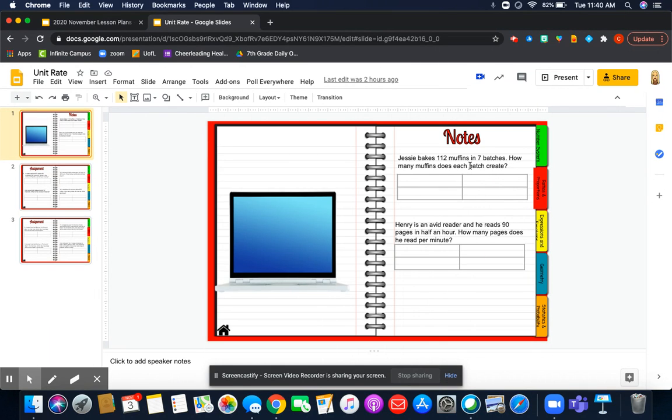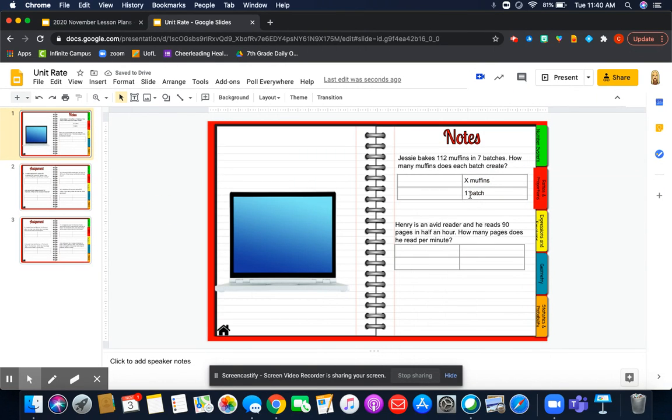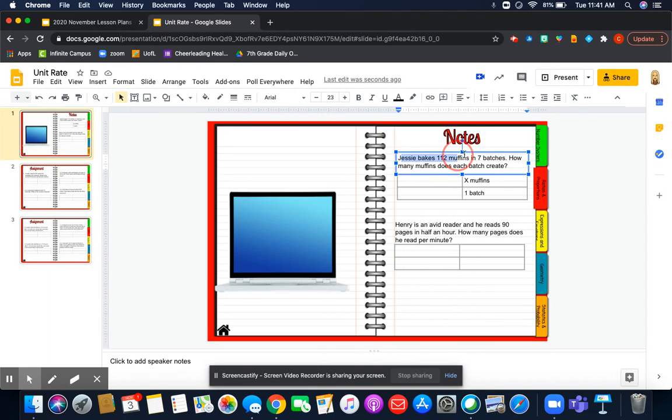So first I want to find out what I am actually looking for in this problem. If I look at this question, how many muffins does each batch create? I want to know per one batch, X muffins or question mark muffins. That's what we are looking for. And let me make this a little bit bigger. So I want to know how many muffins if I make one batch of muffins. Then the next part, we're going to go back to our original sentence and figure out what rate of muffins to batches I actually get.